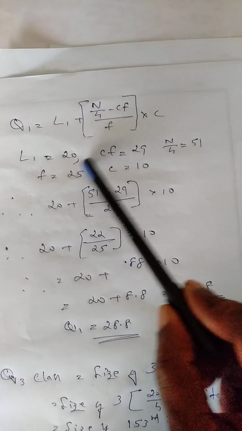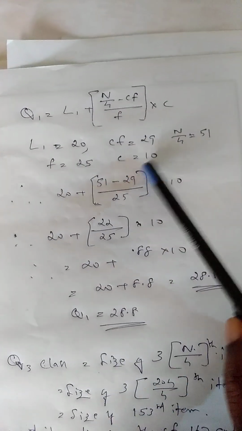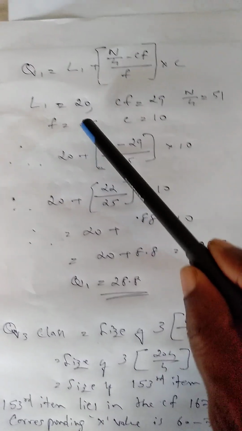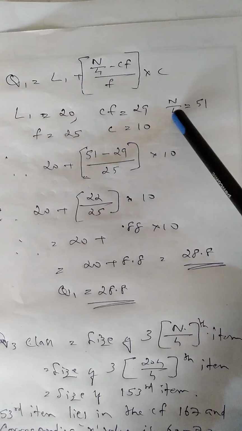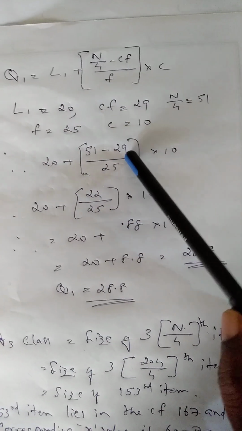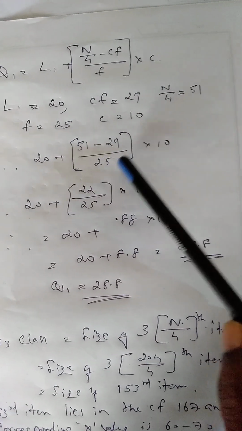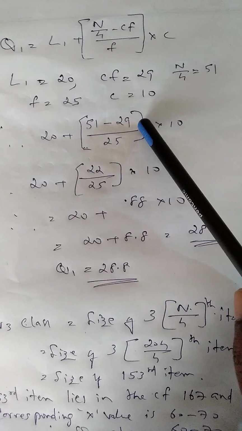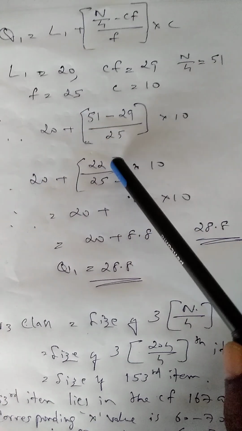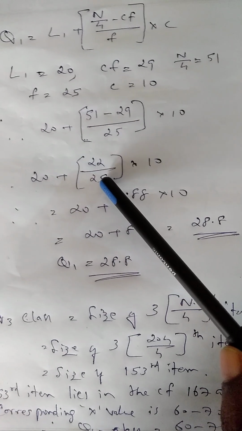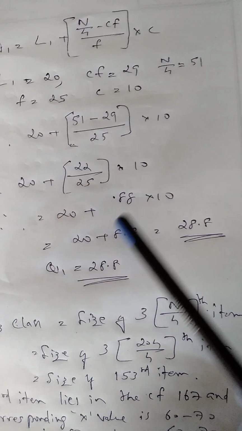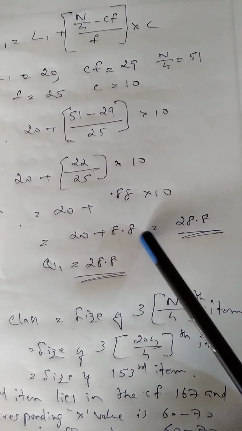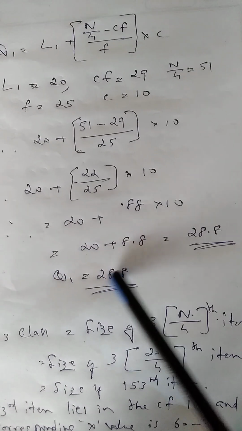Now we got all the values: L1, Cf, n by 4, f, C, everything is here. We are applying this here. The value of L1, which is 20, plus n by 4, 51, minus Cf, 29, divided by f, 25, into 10. 51 minus 29 provides 22, divided by 25 gives you 0.88, into 10, 8.8. Then 20 plus 8.8, so 28.8 is the value of Q1.